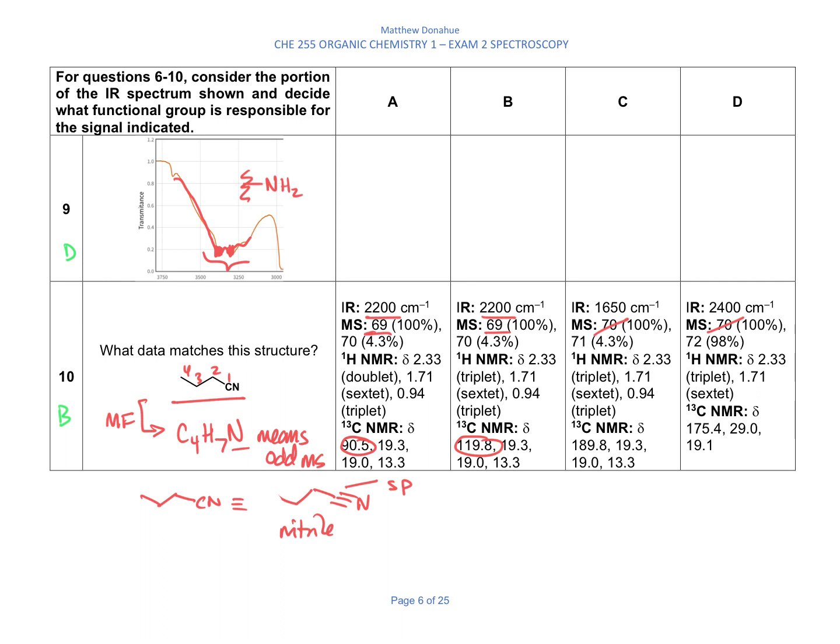Let's go to the proton now. We see they're all the same chemical shifts, 2.33, 1.71, 1.71, 0.94, 0.94. But what differs, it looks like the 2.33 doublet versus triplet. So which one of those is real? And 2.33, again, that's moving farthest away from 0. So that has to be the thing closest to the carbon that's bearing the nitrile.